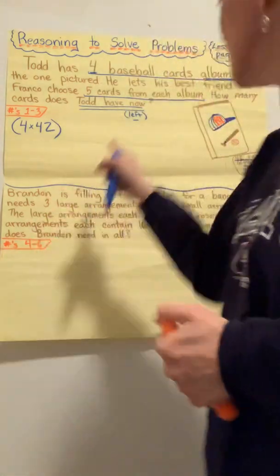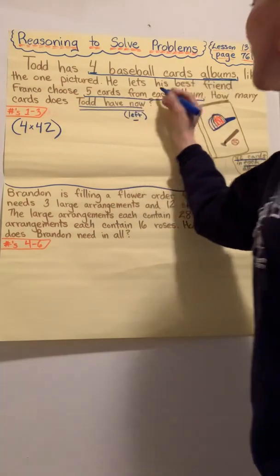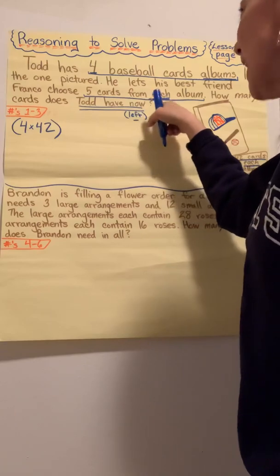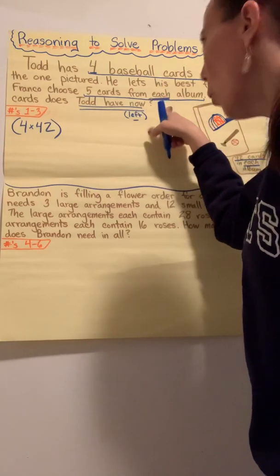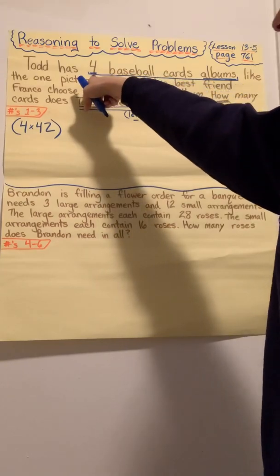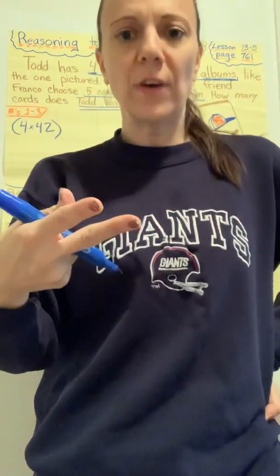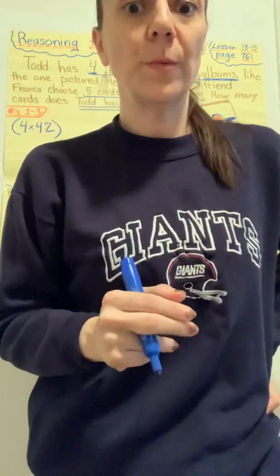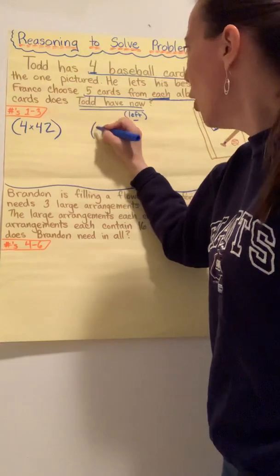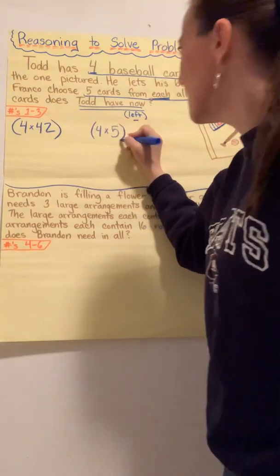So his friend is taking 5 cards from each album. So he's not taking 5 albums. He's taking 5 cards from each one. So that means, looking back, Todd has 4 albums. He's taking 5 cards from the first one, 5 cards from the second one, 5 cards from the third one, and 5 cards from the fourth one. So altogether, he is taking 4 groups of 5 cards each.